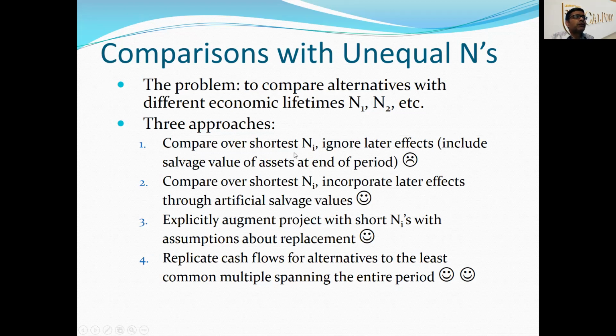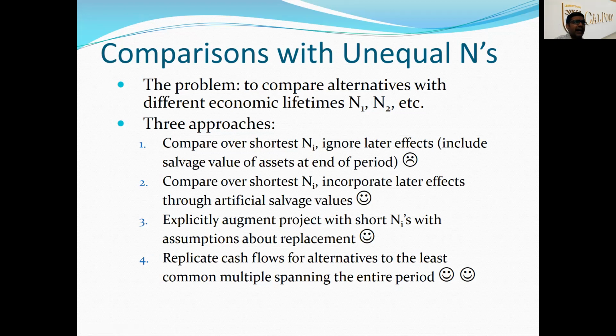You could compare over the shortest N, ignore later effects. But that's a bad idea because in my 321 class, I always give an example of if you buy a really beat up, really cheap car versus a little bit more expensive vehicle for transportation. If you just rely on this first method, you'll always end up with the cheapest car possible without accounting for maybe more maintenance cost down the line, and then having to buy a new car sooner than you would like.